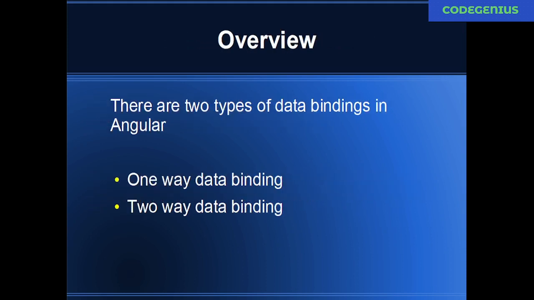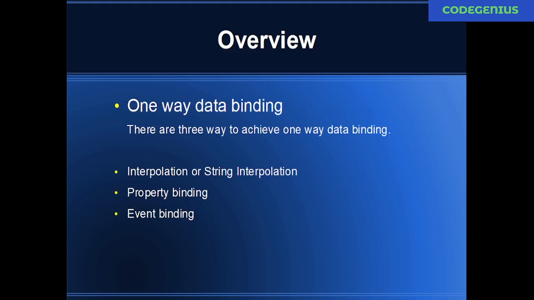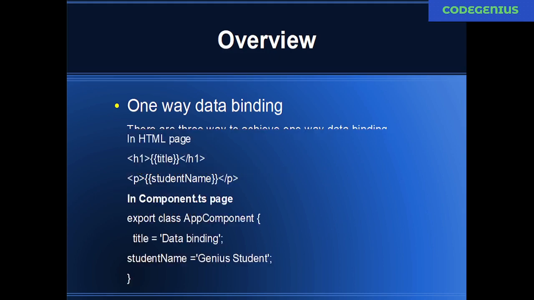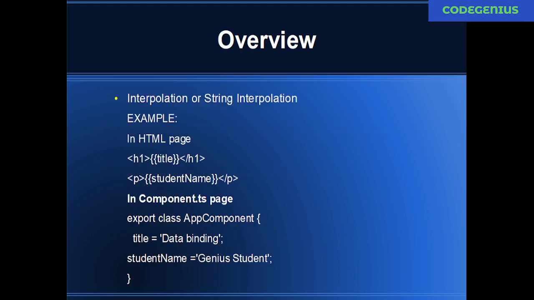So there are two types of data binding in Angular: one-way data binding and two-way data binding. So what is one-way data binding? To achieve one-way data binding in Angular, there are three ways: interpolation or string interpolation, property binding, and event binding. Let's start one by one. What is interpolation or string interpolation binding?